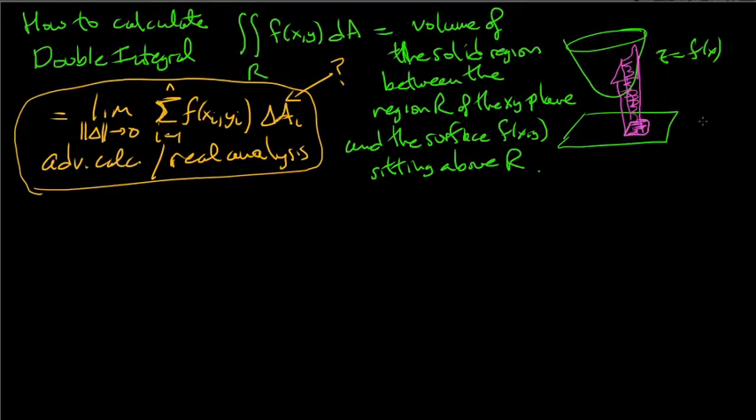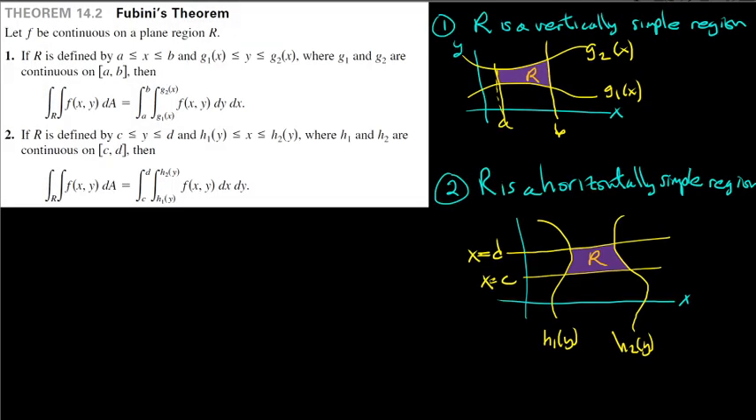So in order to calculate these double integrals, we're going to use a property called Fubini's Theorem. And here it is. So Fubini's Theorem: we're going to let f be a continuous function over a plane region R. And there's two parts to this theorem, part 1 and part 2. What I don't think they explain very well is that in part 1, we have a vertically simple region. So R is a vertically simple region, between two functions of x, g1 of x and g2 of x.